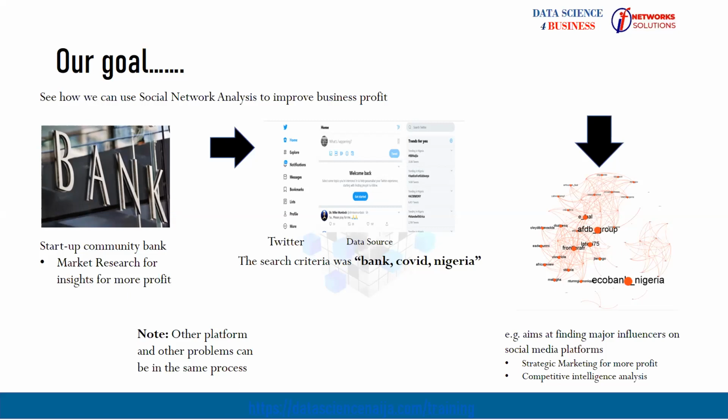From the data that they get from Twitter, they now want to create a network, which is what I have here where my mouse is right now. From this network, they want to find major influencers on that particular social network platform. What can they use this to do? They can use it to do some strategic marketing for more profit. They can also use it for competitive intelligence analysis. For example, they want to look at some of their competitors and find out what they are doing so that they can position themselves better. So that is our goal in this training.